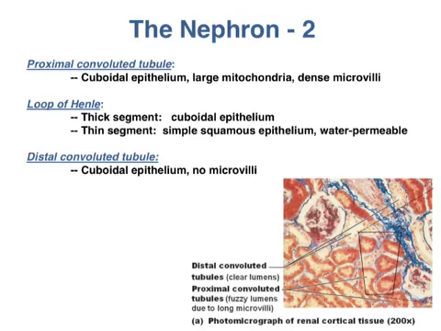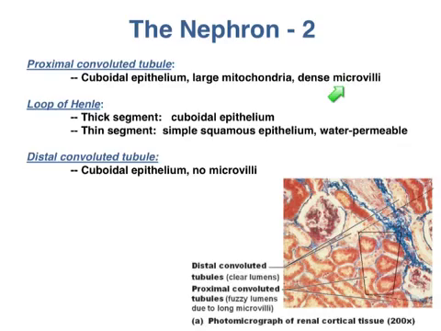I do want to introduce some of the structure of the rest of the nephron here, including thinking about the histology of the nephron. In the proximal convoluted tubule, you have cuboidal epithelium with large mitochondria and dense microvilli. Remember that I said the proximal convoluted tubule is where the majority of reabsorption happens? Well, just like in the small intestine, the microvilli of the proximal convoluted tubule increase the surface area so that water and electrolytes and nutrients can be reabsorbed into the blood.